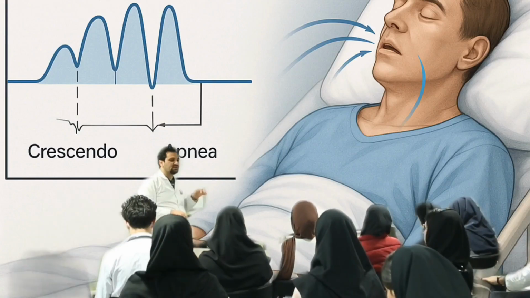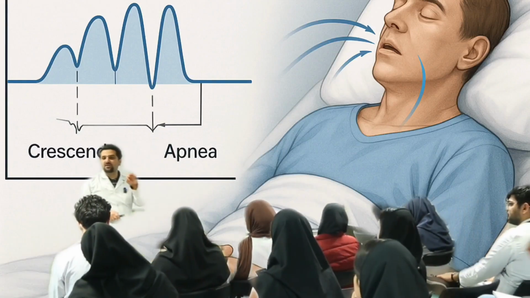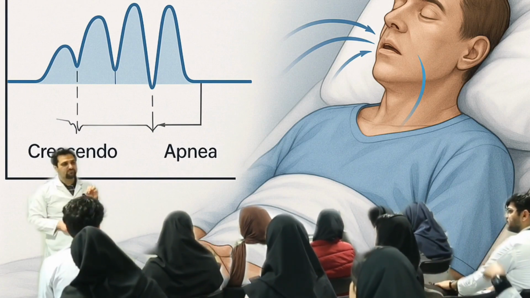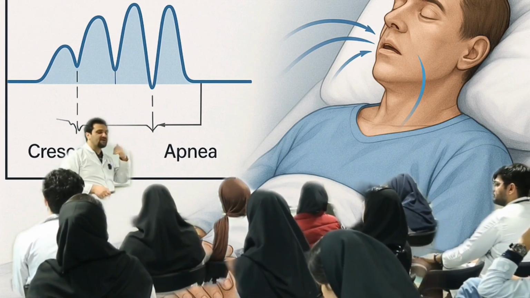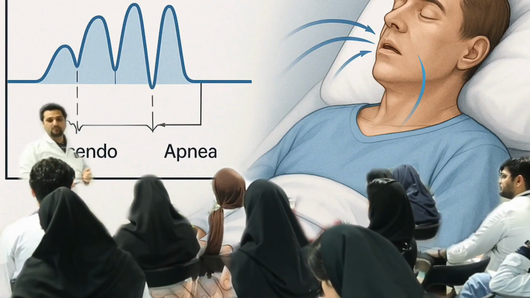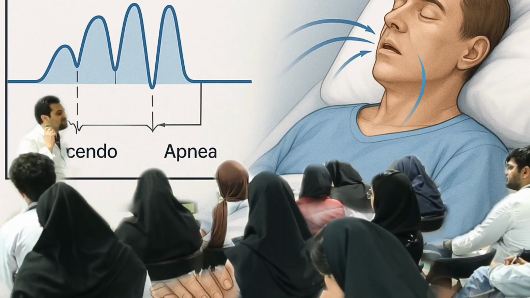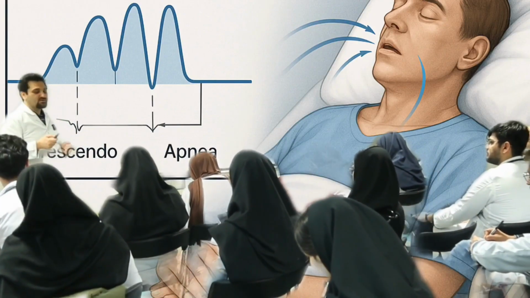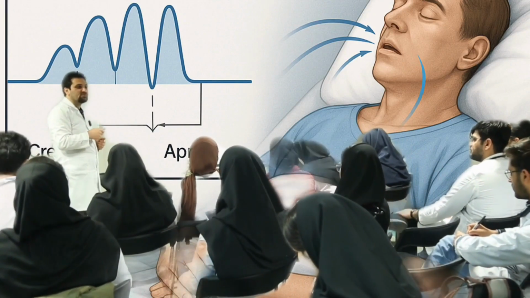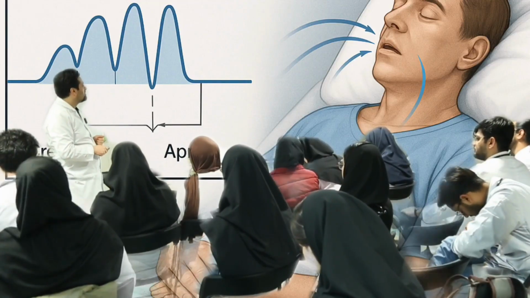If a patient has this, what is one of the differential diagnoses and which heart disease can cause it? Heart failure. The patient has heart failure. Can it also be seen in other diseases? Exactly. In patients with neurological issues, like those who have had a CVA, a stroke. Patients who have a stroke or brain injury may also show Cheyne-Stokes respiration. Okay, let's have Dr. Shahab answer this.